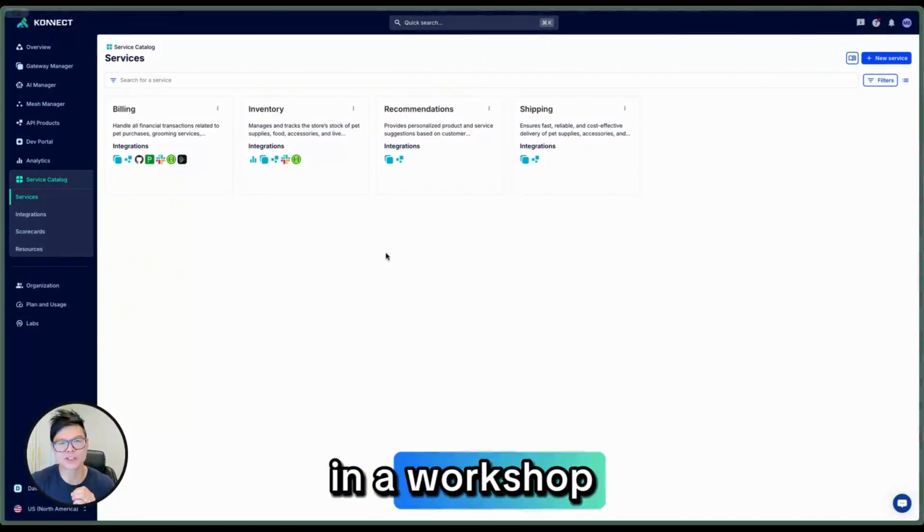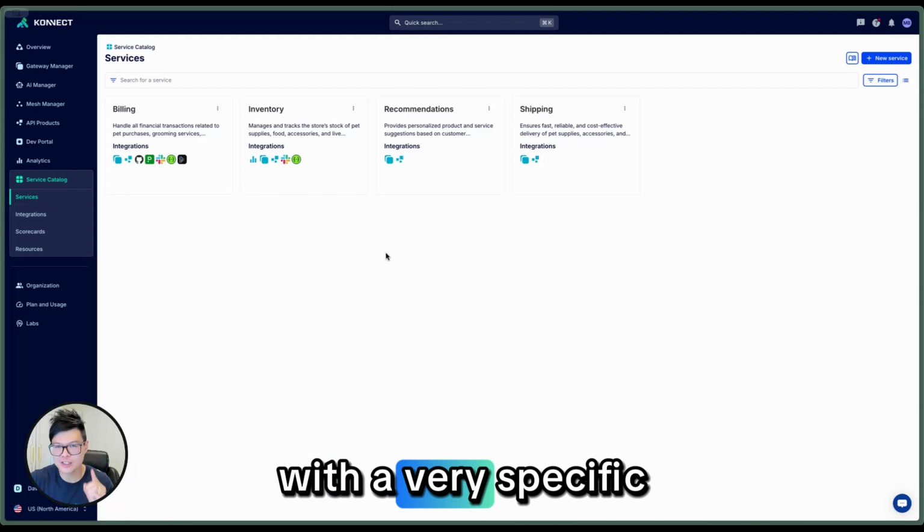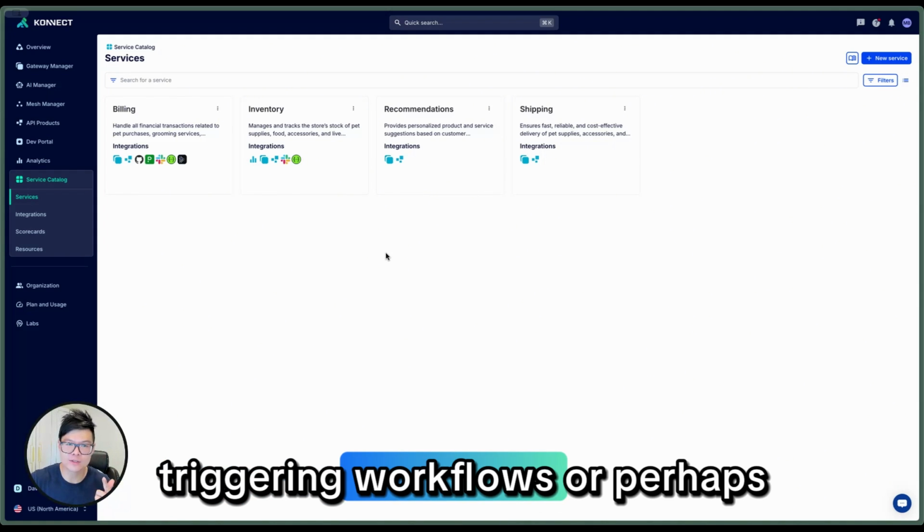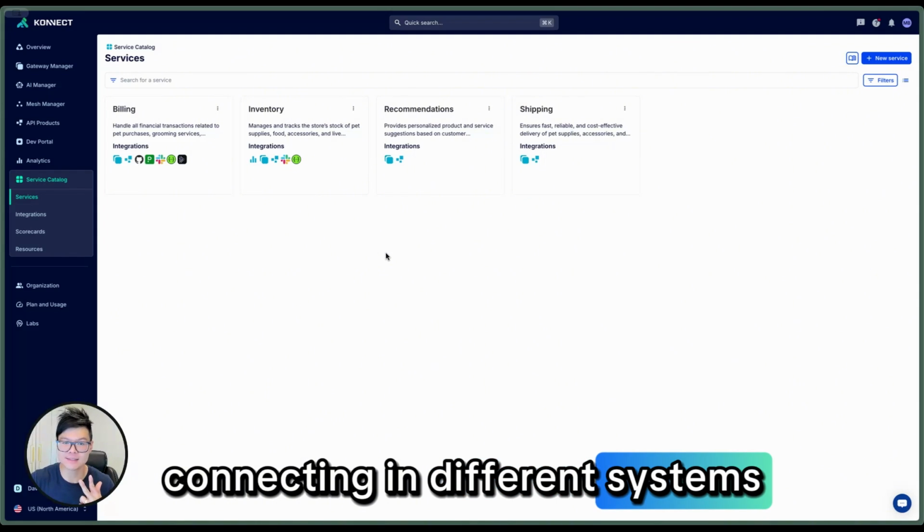APIs are like tools in a workshop. Each one is built with a very specific job in mind. Could be about fetching data, triggering workflows, or perhaps connecting different systems.